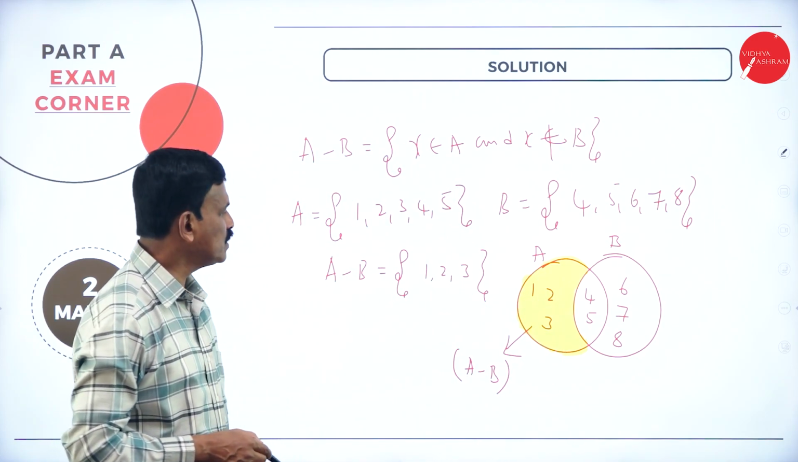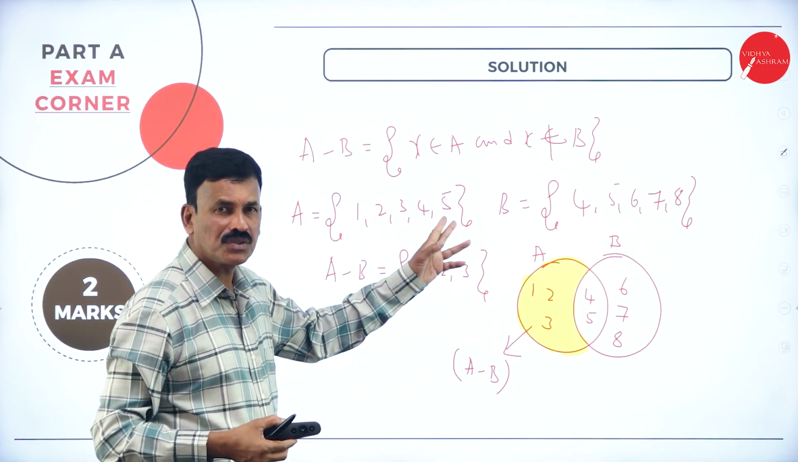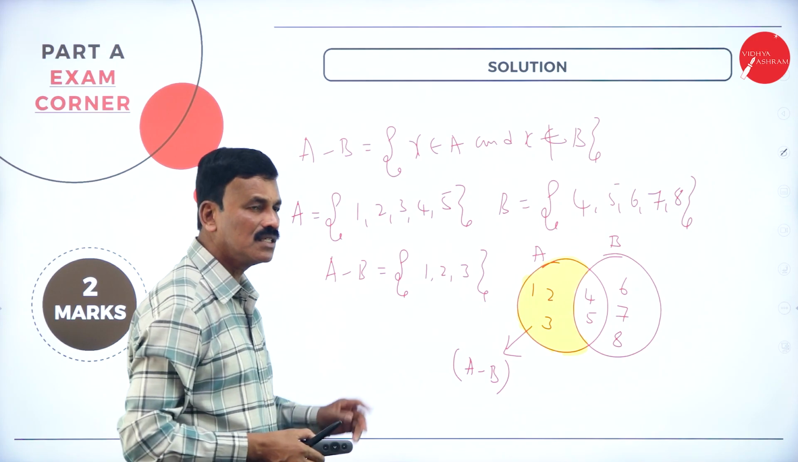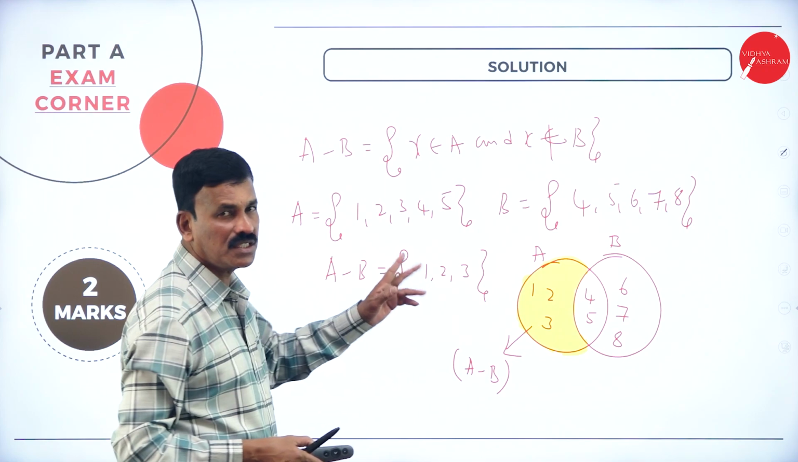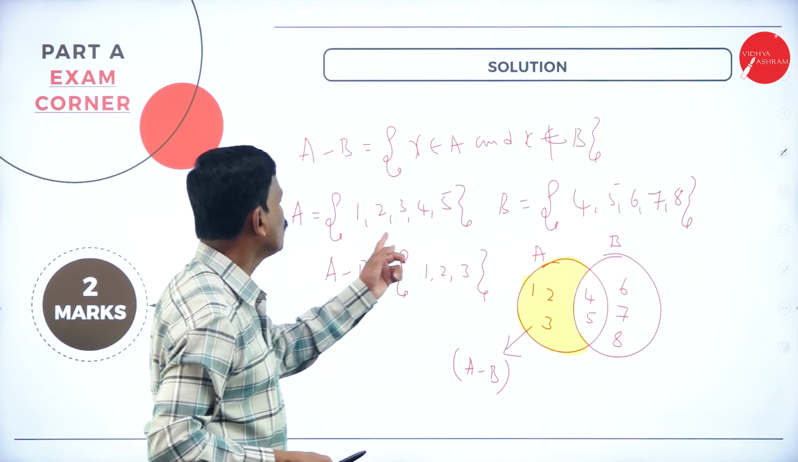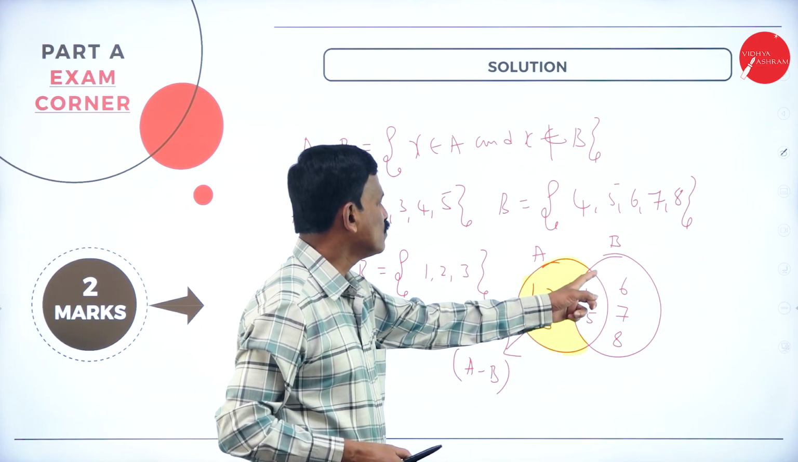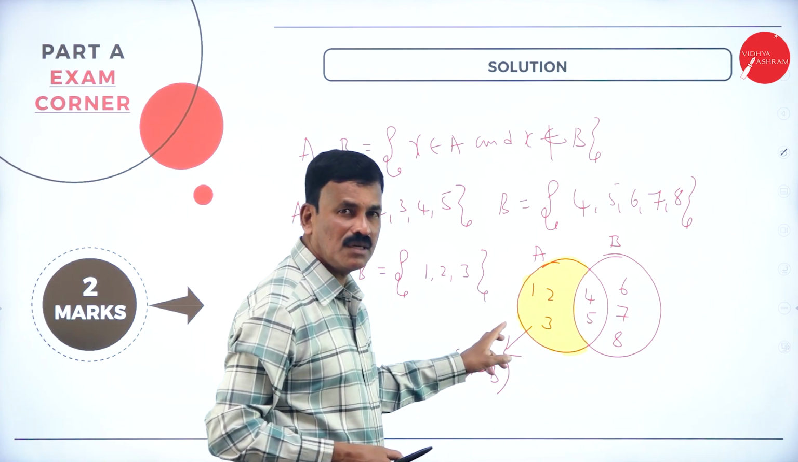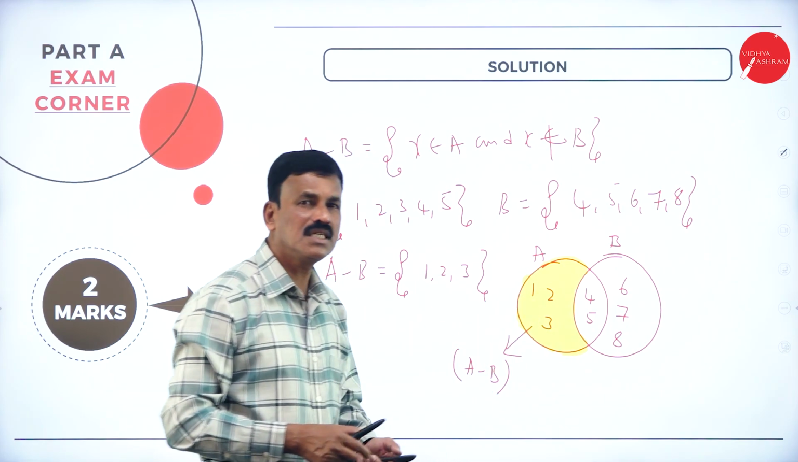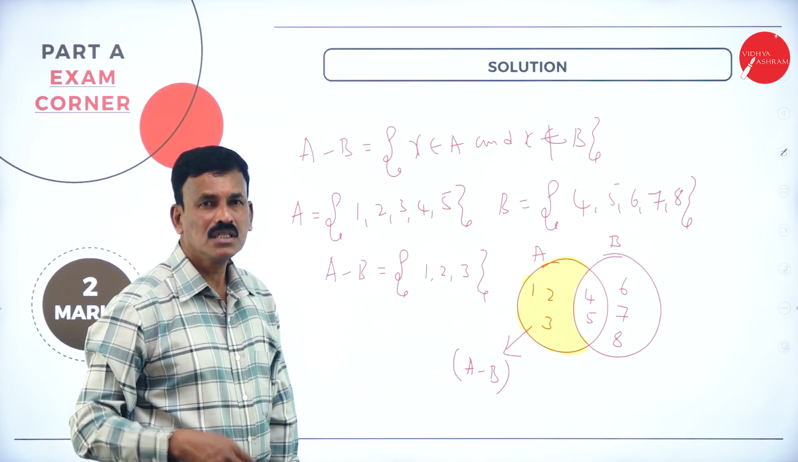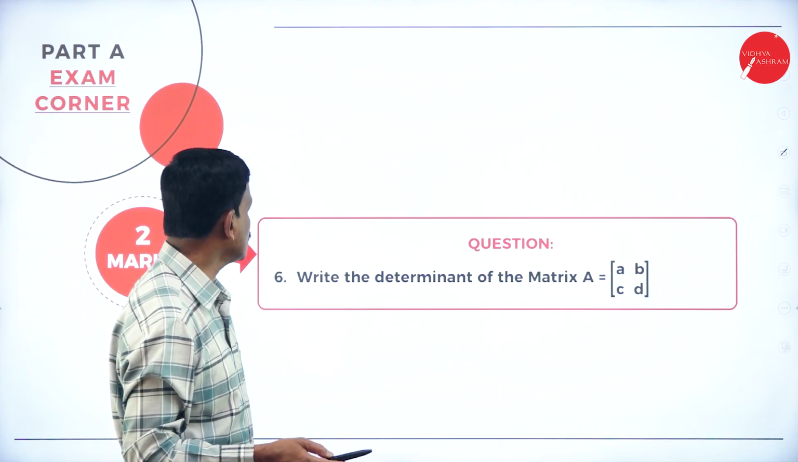So, what is A minus B? A minus B is equal to 1, 2, 3. Let us take A is equal to 1, 2, 3, 4, 5 and B is equal to 4, 5, 6, 7, 8. The difference between A and B is A minus B, the elements which are in A but not in B, that is 1, 2, 3. 4 and 5 are the common elements. So, A minus B is 1, 2 and 3. This is how we represent it in a Venn diagram. Now, move on to the next question.